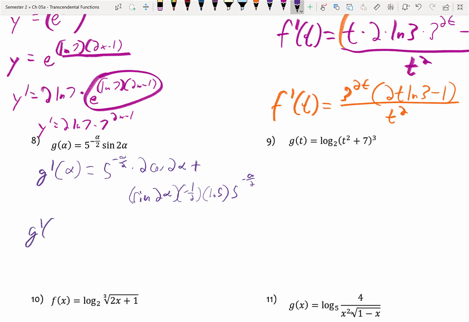Okay, g prime of alpha is, we're going to pull out the 5 to the negative alpha over 2. I'm factoring out the exponential part. So I get 2 cosine of 2 alpha minus 1/2. Actually, we'll write it as minus ln of 5 over 2 sine 2 alpha, and I can leave it like that.